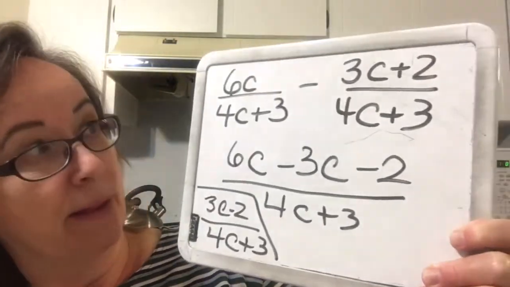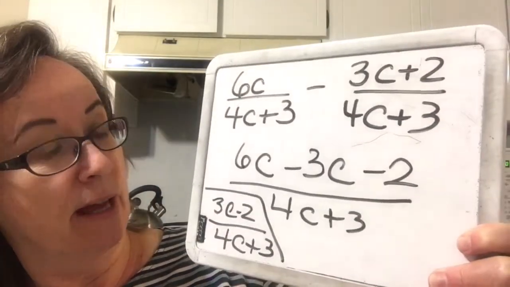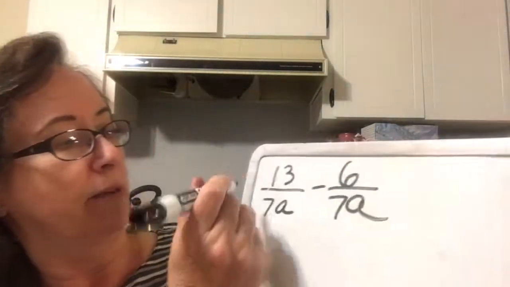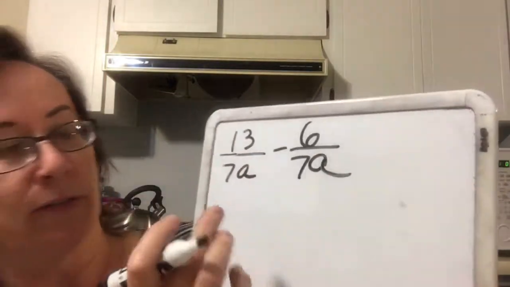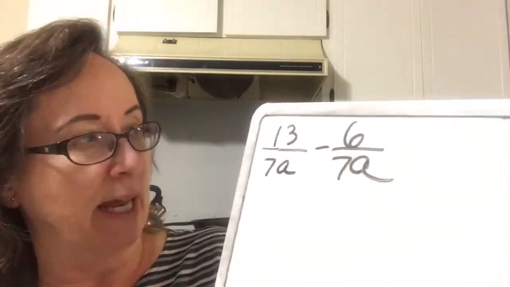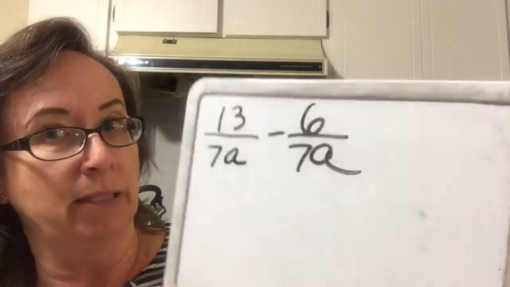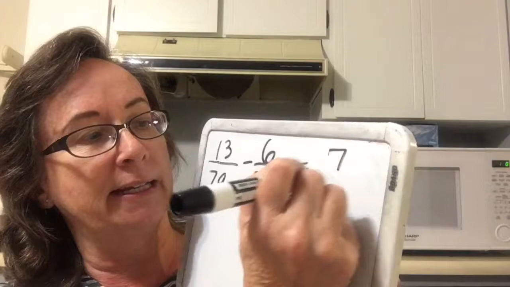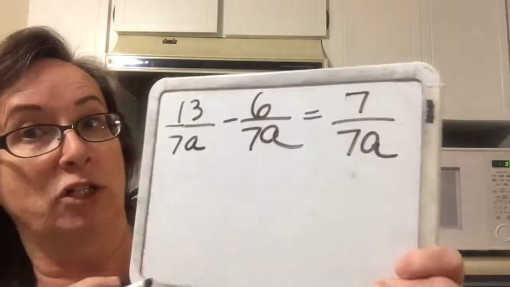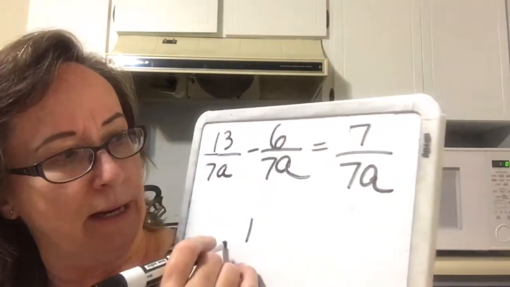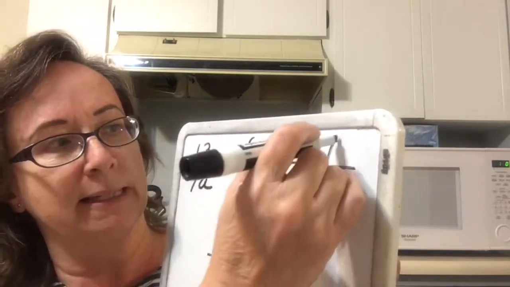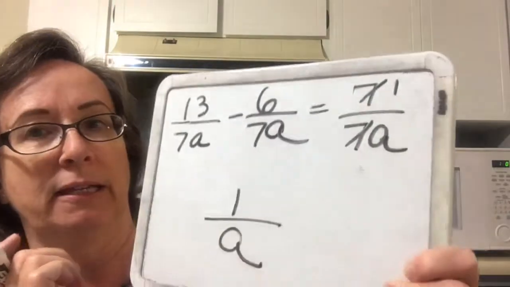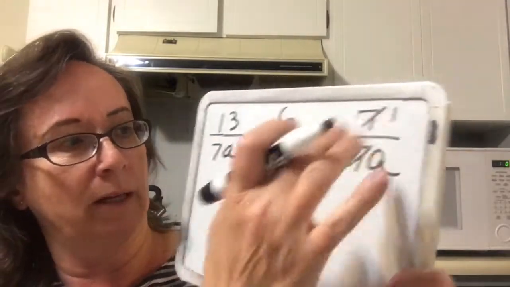So that one is done. Pretty easy when you have common denominators. So this one is 13 over 7a minus 6 over 7a. And since they have the same denominator, I am free to go ahead and subtract the numerators. And I get 7 over 7a, which will reduce to 1 over a, because the 7 and the 7 will cancel, leaving 1 over a.